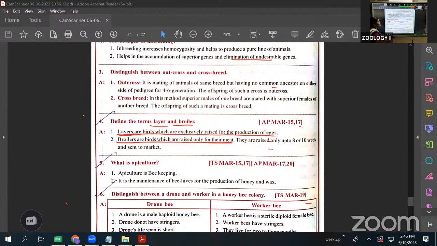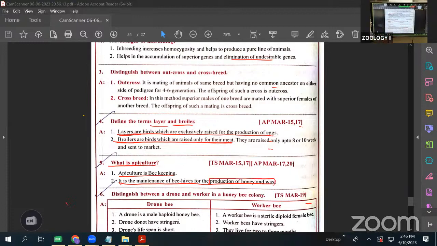We are rearing what we call broilers. Next, the second one is called apiculture. The beekeeping, the growing of bees for the production of honey and wax, is called apiculture. Apiculture is the maintenance of beehives for the production of honey and wax. Here we are maintaining the bees, rearing honey bees for the production of honey and wax, which is called apiculture.